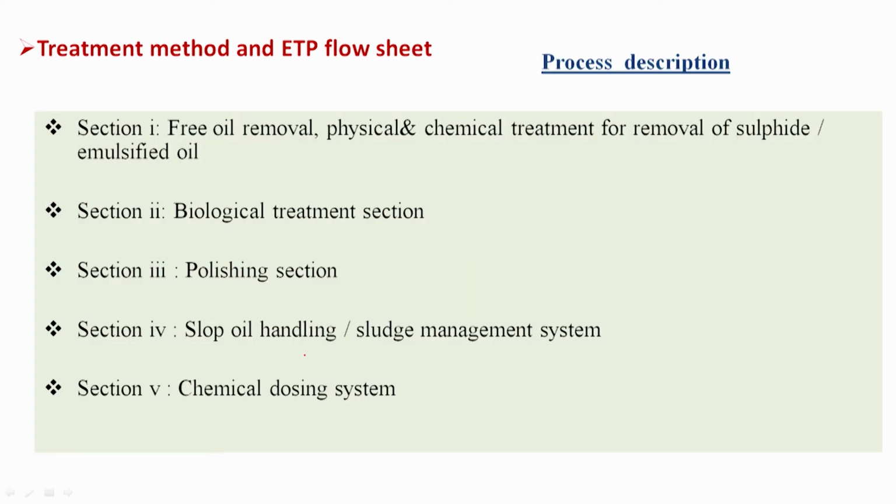And in the process description, if we consider, we have section 1, section 2, section 3, section 4 and section 5. Section 1 deals with free oil removal, and physical and chemical treatment for removal of sulphide and emulsified oil. Section 2 is biological treatment, and 3 is polishing treatment, that is tertiary treatment. 4 is slop oil handling or sludge management system, and the 5th section is the chemical dosing system. It requires many chemicals and that can be properly managed.